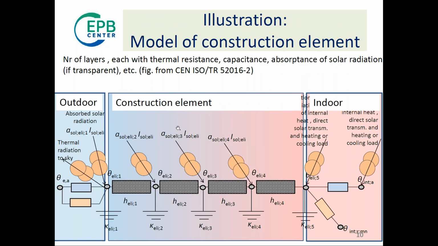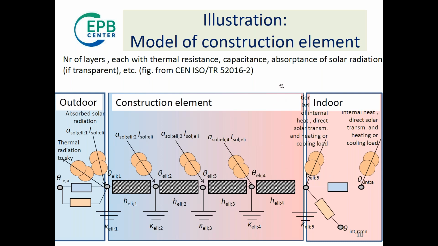And so looking at the illustration, here you see the construction element divided into 4 layers. Each layer has a thermal resistance, each node between the layers has a thermal capacitance, and you have solar radiation, which is absorbed in each node, of course, only if you have a transparent layer which passes on the solar radiation to that node. But of course, you have solar radiation incident on the outdoor surface, and you have thermal radiation to the sky, you have the outdoor temperature, and at the inside you have the indoor temperature, and you might have solar radiation on the indoor surface, which comes via another opposite window, for instance.